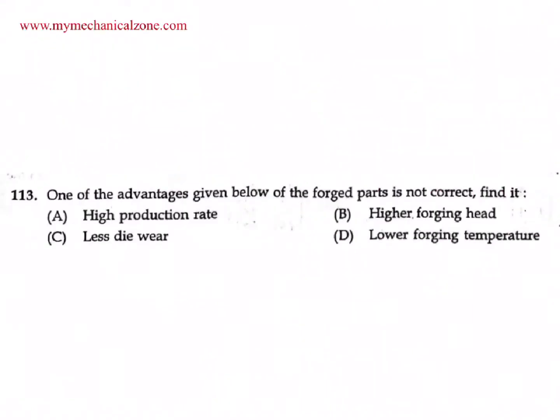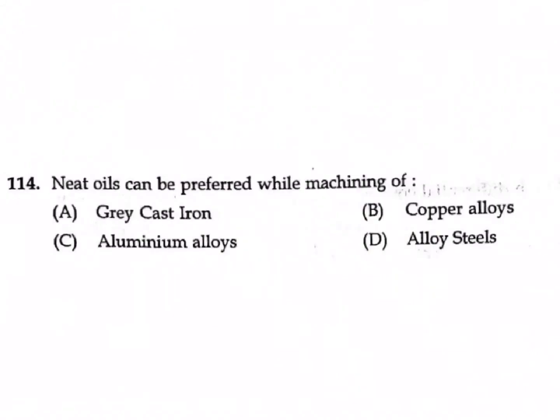One of the advantages given below, the first part is not correct. High production rate, this is correct. High forging rate, less die wear, this is also correct. Low forging temperature, this is also correct. So answer is B, high forging head. Neat oils can be preferred while machining of alloy steels.